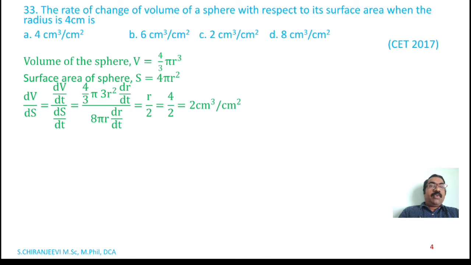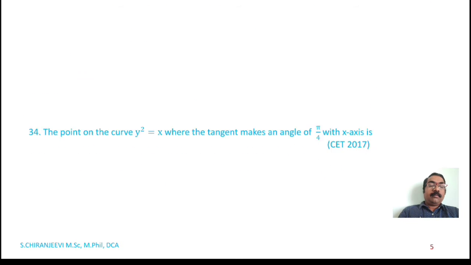So if you differentiate the volume of the sphere, we get 4 by 3 pi into differentiation of r cube, which will become 3 r square into dr by dt, divided by the differentiation of surface area. 4 pi will be there, and differentiation of r square will become 2r. So it will become 8 pi r into dr by dt. So dr by dt will cancel, 3 will cancel, so you will get r by 2. Substituting the value of r as 4, we get 2 centimeter cube per centimeter square, which is option C.